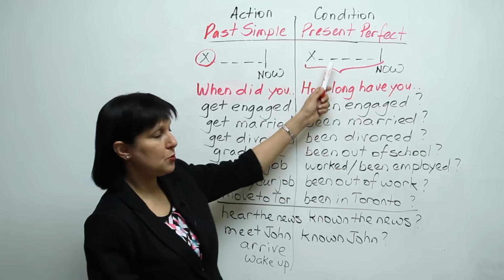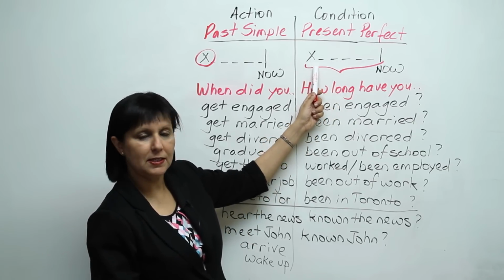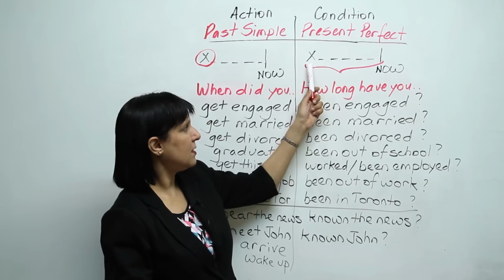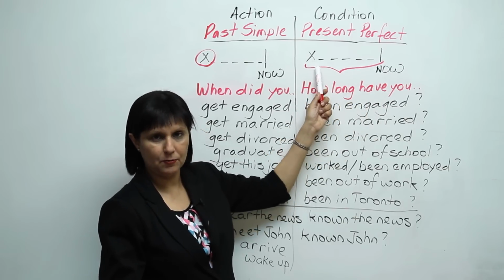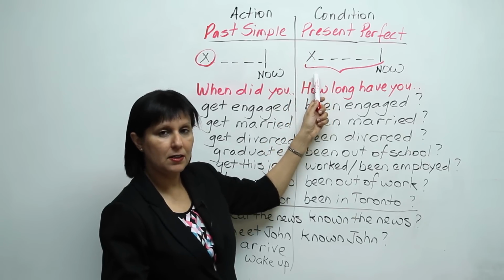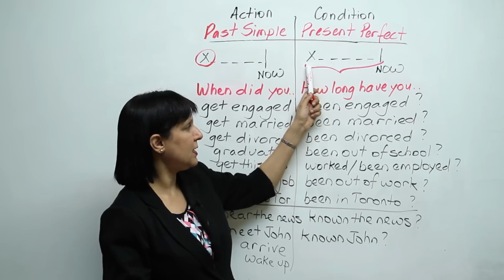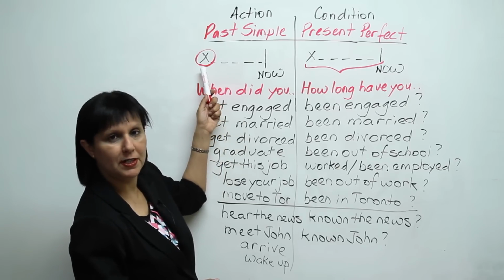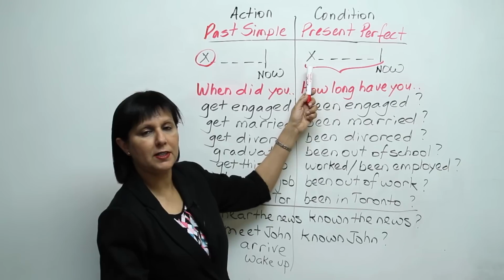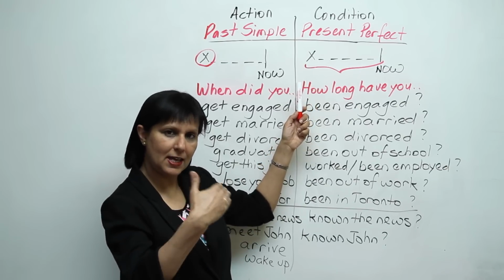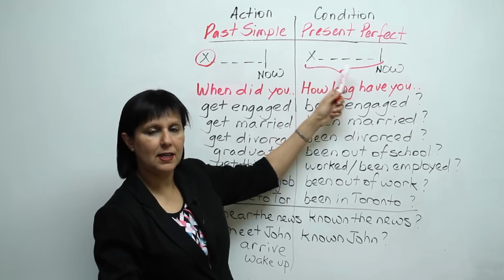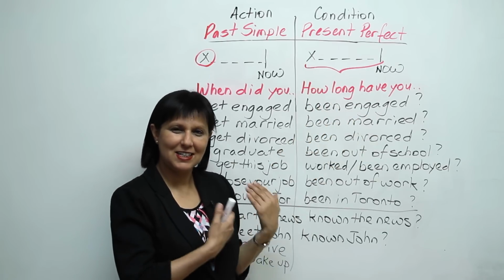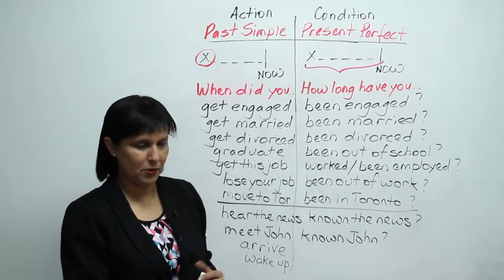On the contrary, the present perfect talks about something that happened in the past and it's still true now. So here, the emphasis is on the length of time, right? And on the condition that we are talking about that exists between a time in the past and now. Whereas here, we simply talked about an action in the past. In present perfect, we're talking about a condition or a state or a status that exists between the past and now. And in fact, it includes the past and now. Okay? Let me give you some examples and I hope you'll understand a little bit better how this works.